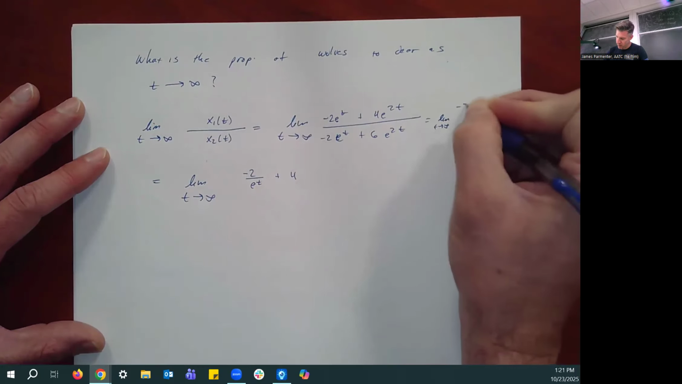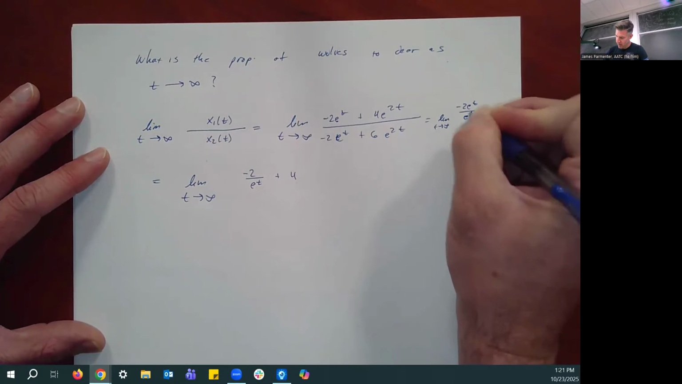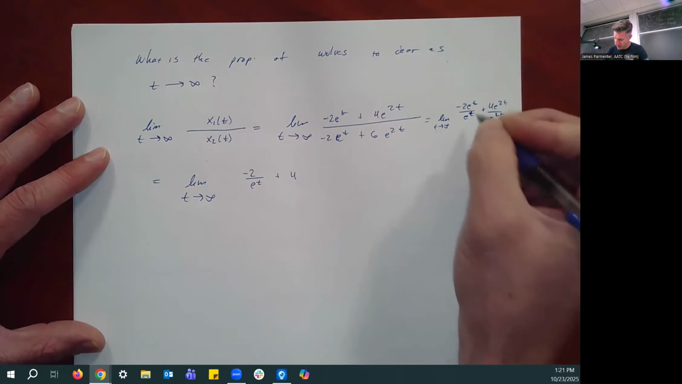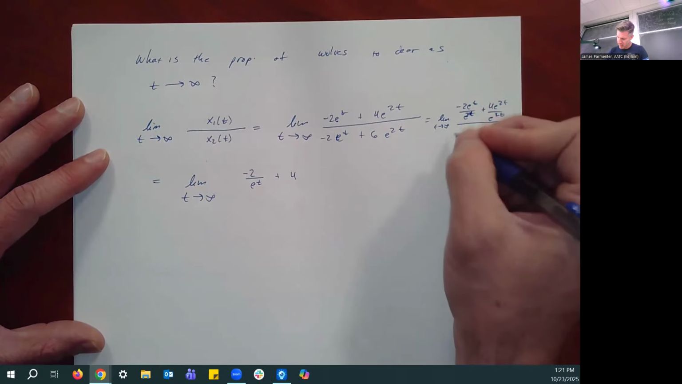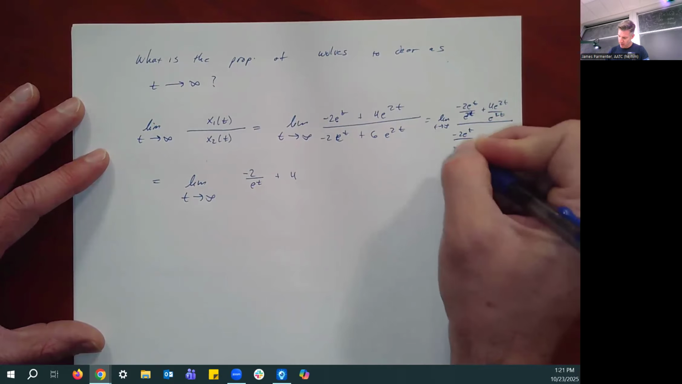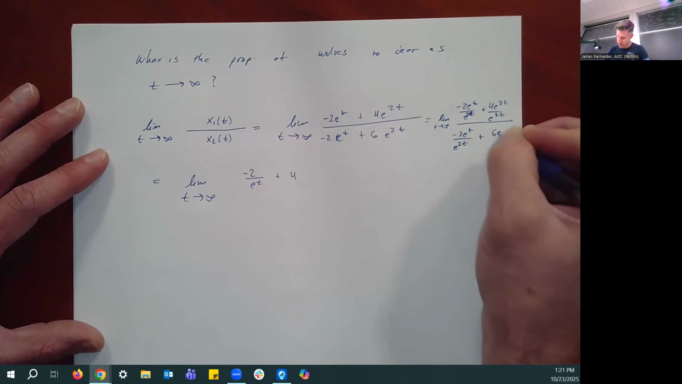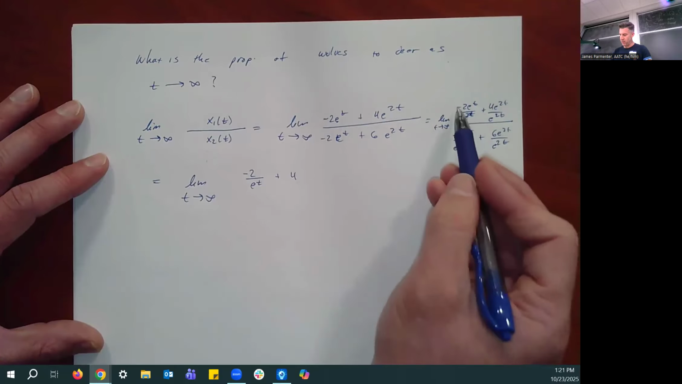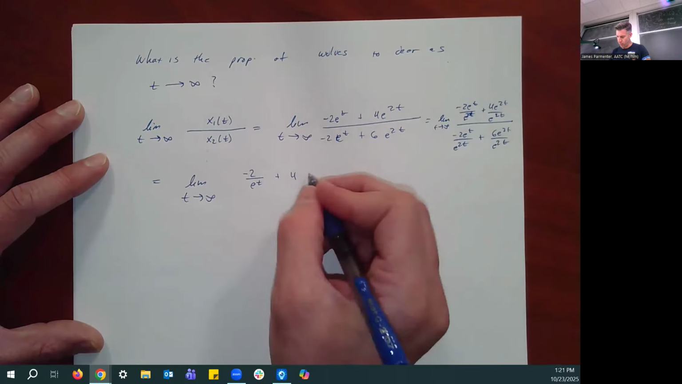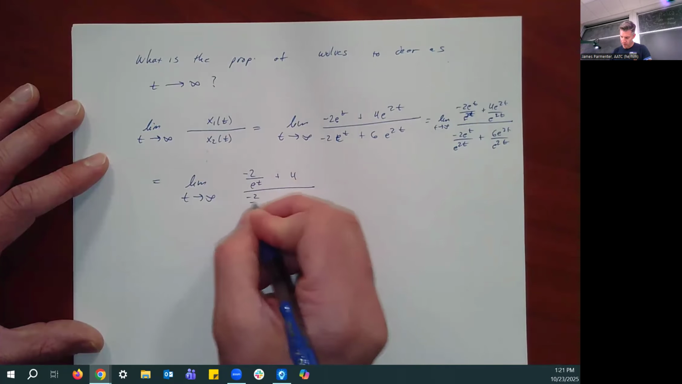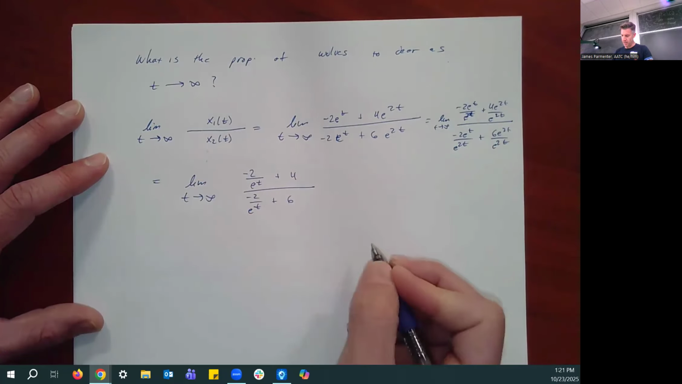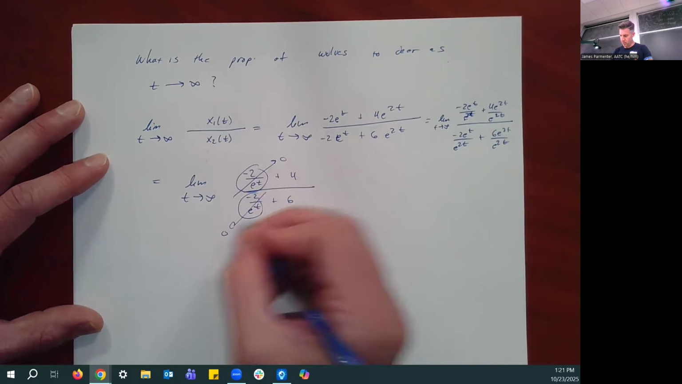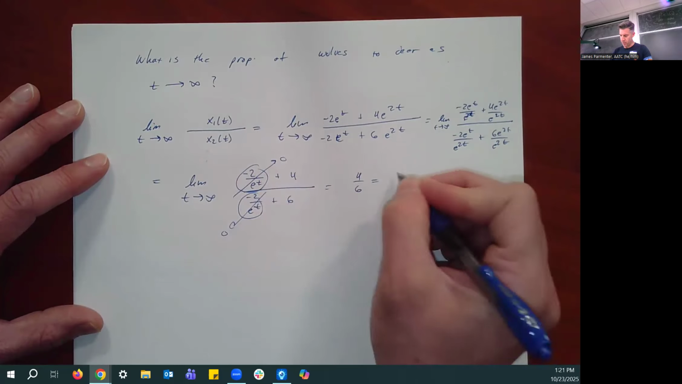I get negative 2 e to the t over e to the 2t. I get 4 e to the 2t over e to the 2t. I'm dividing by e to the 2t, which is what you all said. Same deal on the bottom, dividing by e to the 2t, and 6 e to the 2t divided by e to the 2t. And then if we simplify, we get negative 2 over e to the t plus 4. On the bottom, we get negative 2 over e to the t plus 6. These parts go to 0. And so we're left with 4 over 6, which reduces to 2/3.